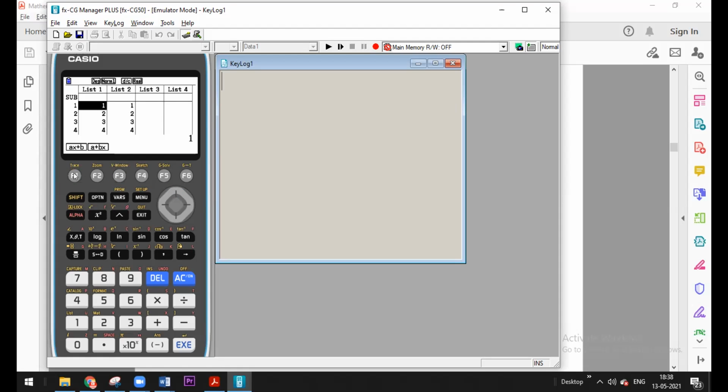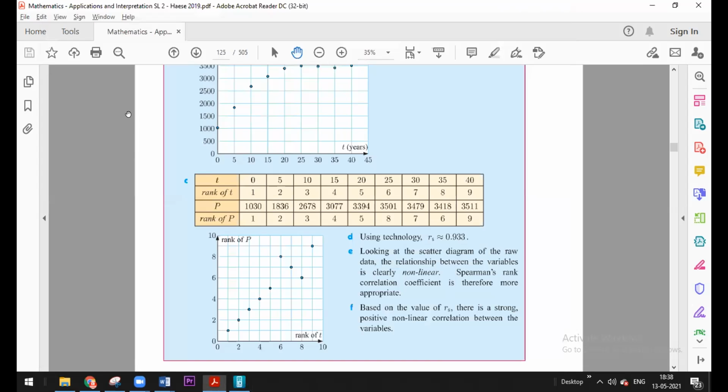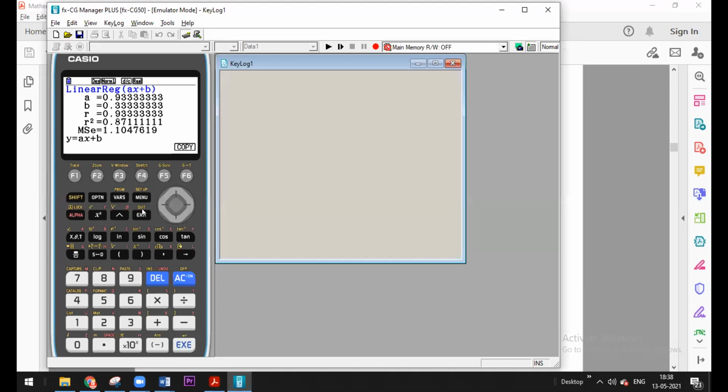X, X1, 0.933. And what is there? I don't know. Oh, wait, I've probably entered some wrong values. Okay, then check the sequence. For list one, it's 1, 2, 3, 4, 5, 6, 7, 8, 9. Correct? Yeah. And for list two, it is 1, 2, 3, 4, 5, 8, 7, 6, 9. So maybe this is the fault.